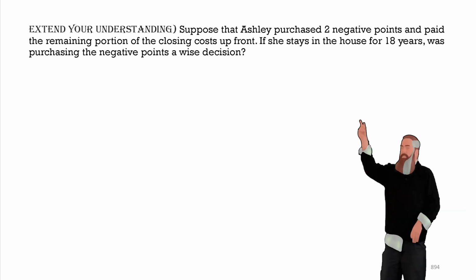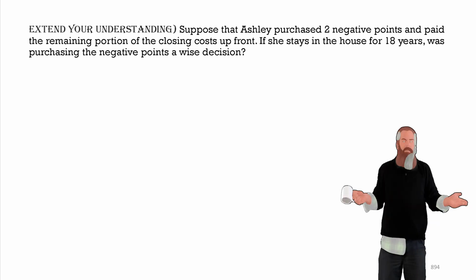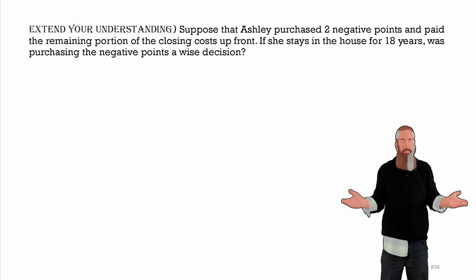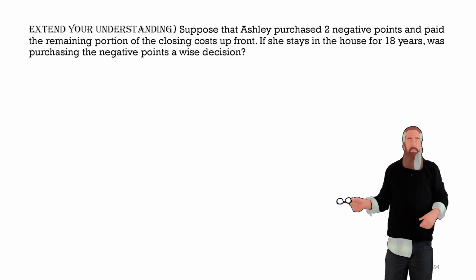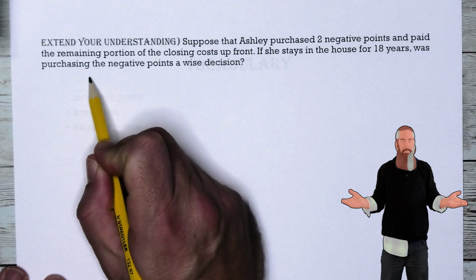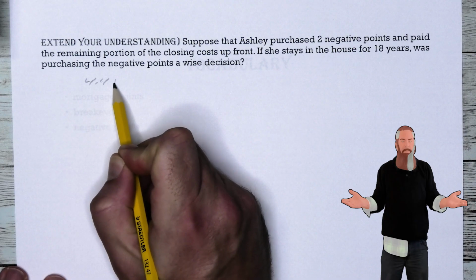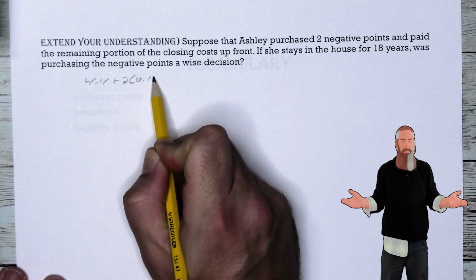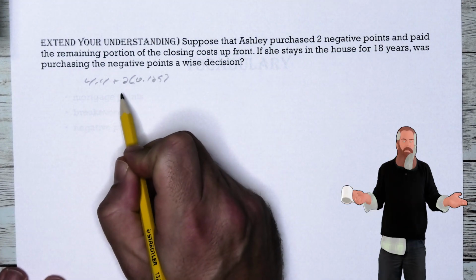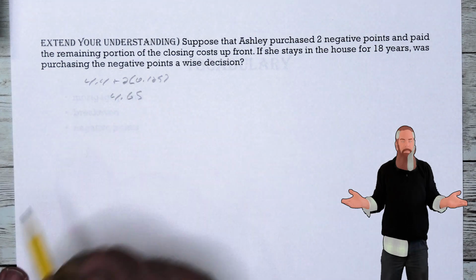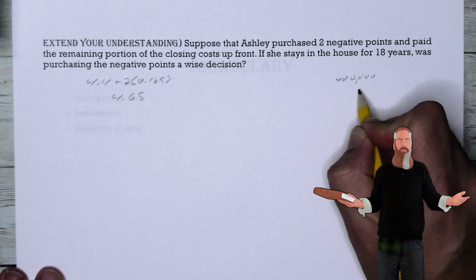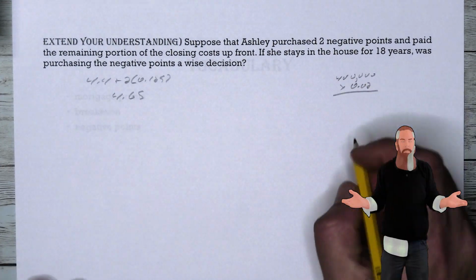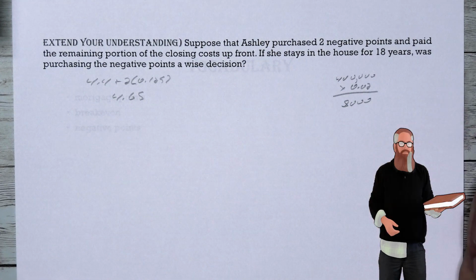Let's extend our understanding a little farther. Suppose that Ashley purchased 2 negative points and paid the remaining portion of the closing costs up front. If she stays in the house for 18 years, was purchasing the negative points a wise decision? This means from her 4.4%, we're going to add 2 times 0.125. This is going to give her a new interest rate of 4.65%. And we also want to know how much it's going to cost her to get it. So 400,000 times 0.02 means it's going to cost her $8,000 to get this.